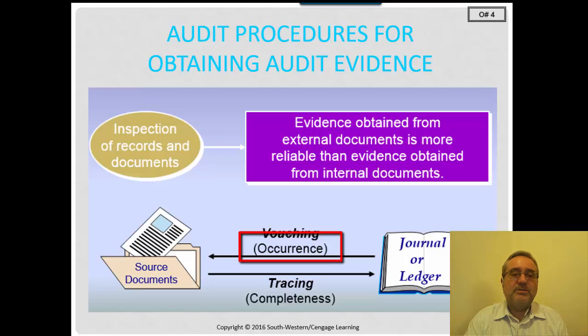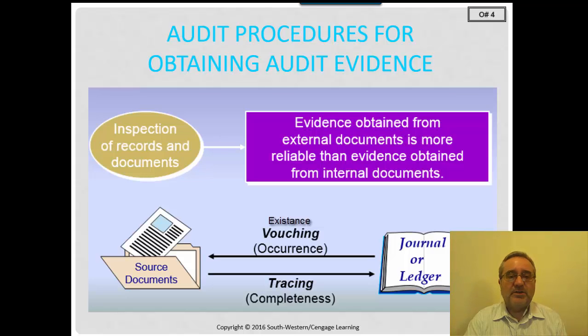Now, the interesting thing related to these is that completeness and occurrence basically complement each other. Completeness essentially says that everything has been recorded, and occurrence says that everything that has been recorded actually occurred. Keep in mind that if we're looking at assets, instead of saying occurrence, we're going to use the word existence. And this relates to both assets as well as liabilities.